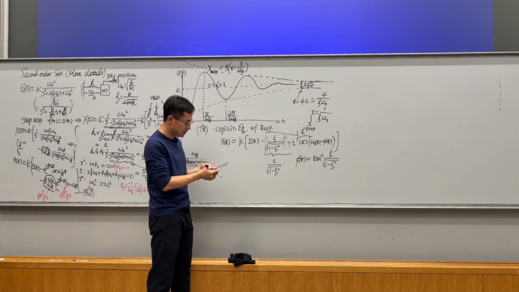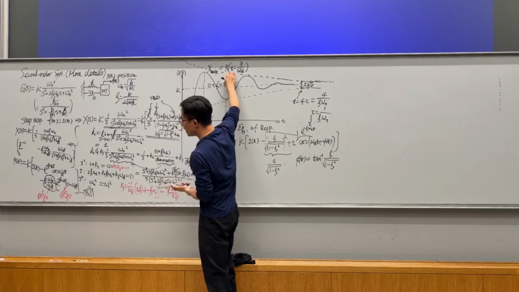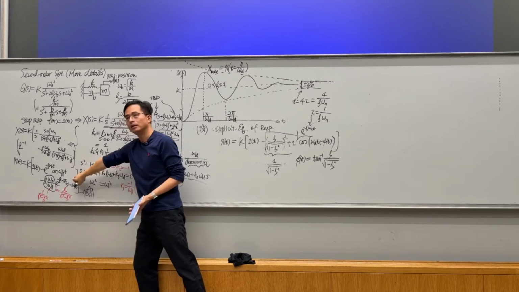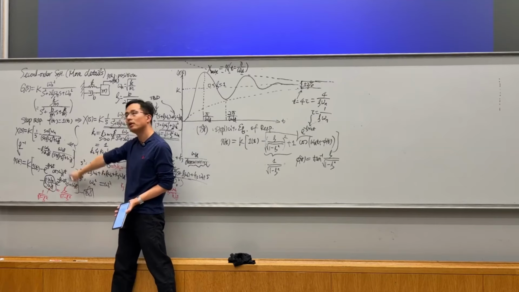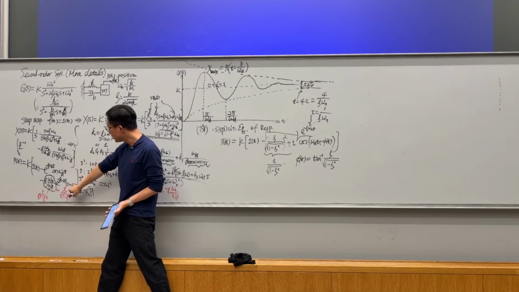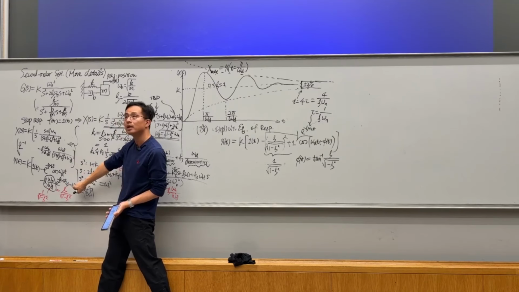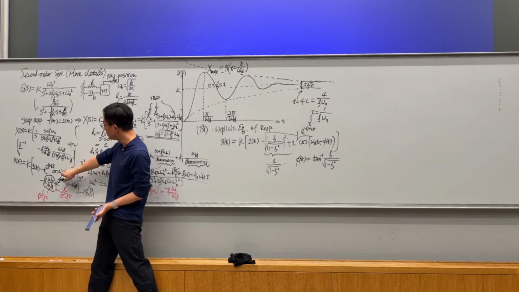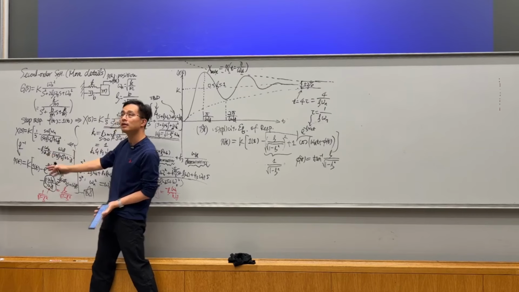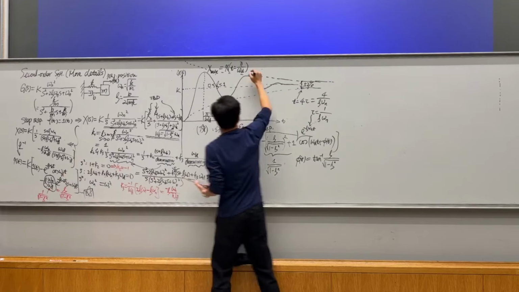If you calculate this one, it's probably easier to calculate from here. If you use t equal to pi over omega d, you can see a lot of things going to cancel out. Sine omega d times pi over omega d becomes sine pi, and cosine omega d evaluated at t equal pi over omega d is cosine pi. So those are very easy numbers, and you can quickly get this.